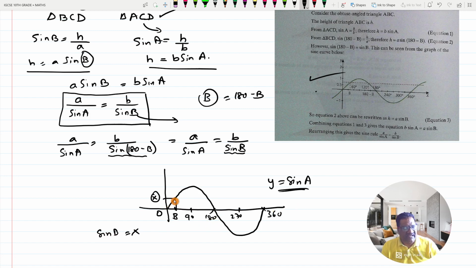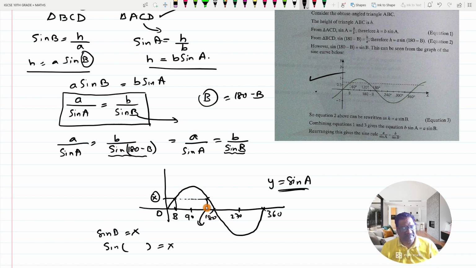But if I come to this point over here, here also I am getting x. Okay, so if I come down, this particular angle, whatever this angle will be, that also has a sine value of x. So sine of this something is also equal to x. So you can see that the sine value of the angles is repeated after a certain interval.